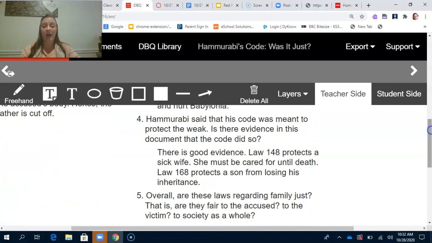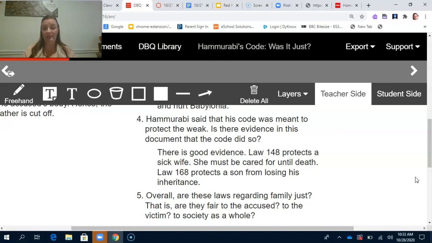Number 4, Hammurabi said that his code was meant to protect the weak. Is there evidence in this document that the code did so? Well, I would have to say that there's really good evidence. Law 148 protects a sick wife. So just because a husband can marry again doesn't mean that he can just put his sick wife aside and say, oh, it doesn't matter, you're sick, so I don't care.